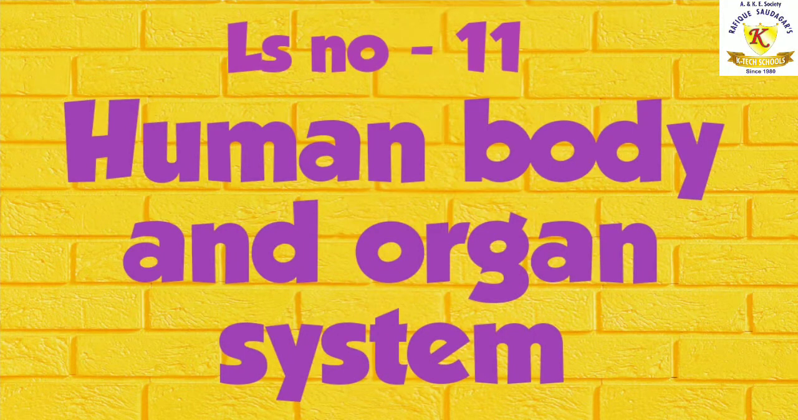Students, we have started our lesson number 11, Human Body and Organ System. In our previous lectures, we have studied about the respiratory system, the organs involved in the respiratory system. We have also learned the structure and functions of the heart. And we have also learnt about blood and components of blood. In today's lecture, we shall be learning about blood groups and blood pressure. So let's begin.